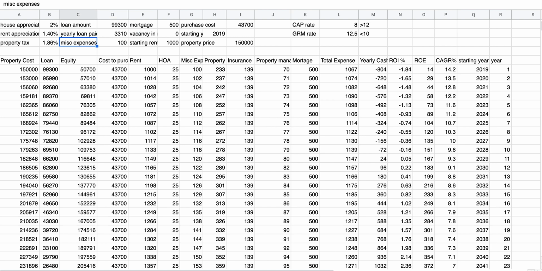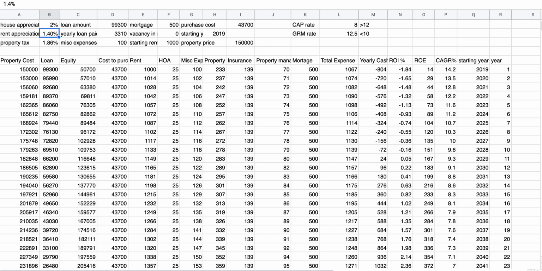And then I should expect some amount of expenses on this property. If it's a rental property, then there's going to be some amount of monthly expense. So in this case, I have said $100 of monthly expense. Every state has a different property tax, so you should expect that this is the amount of money that you'll pay to the government for property tax.